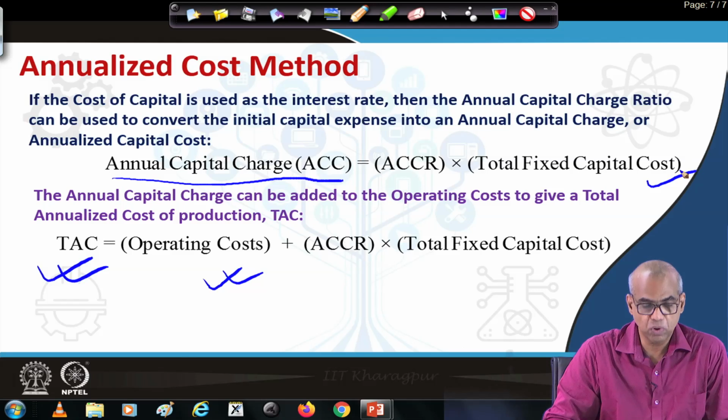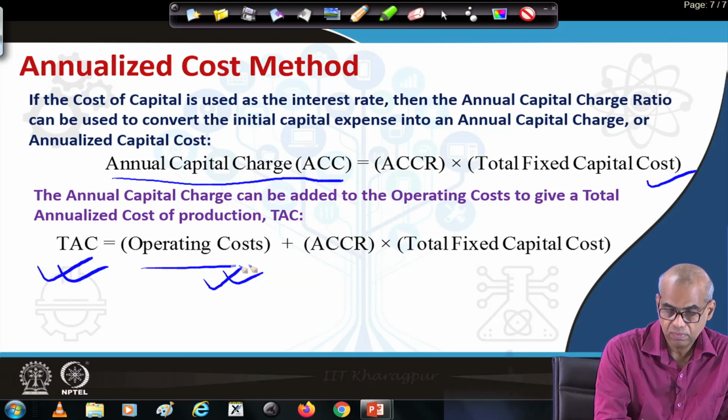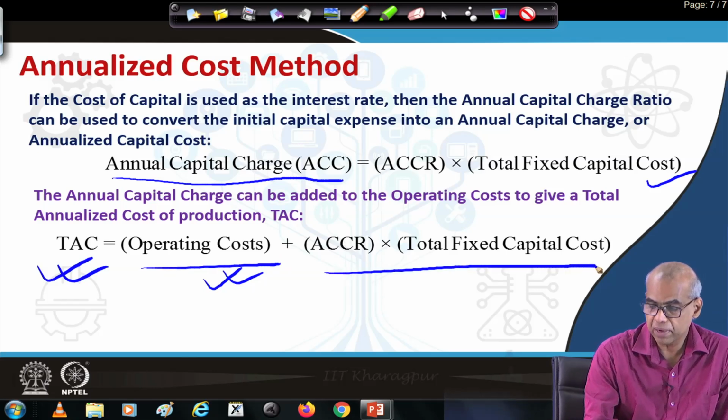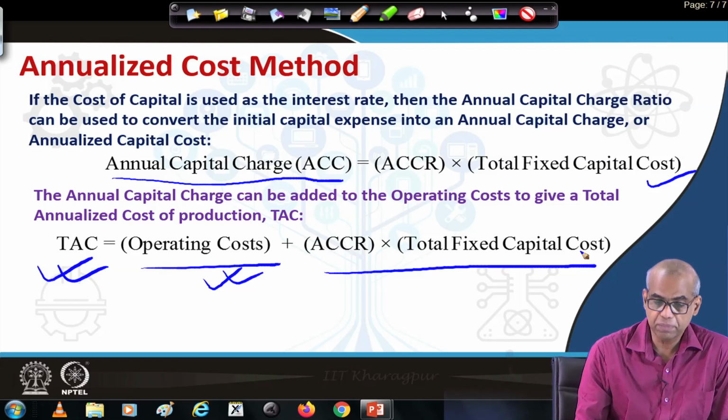So, total cost of production or TAC, the total annualized cost of production is operating cost plus annual capital charge ratio multiplied by total fixed capital cost.